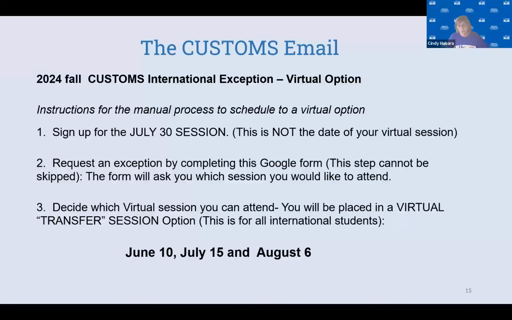Okay, on the Google form that you get, there's a link to a Google form. Then you will decide June 10th, July 15th, or August 6th. If you skip this step, they don't know you're coming. Okay, that Google form has to be submitted.